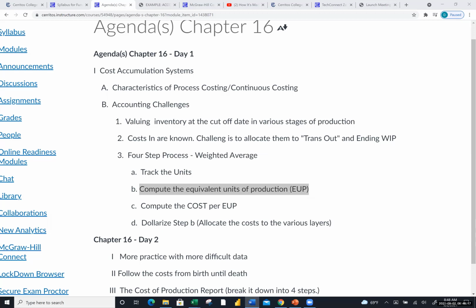Let me get a new Word document up here so I can just jot down some notes. I thought I had one up here, but apparently it moved to my other screen.